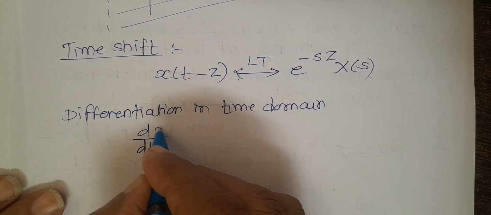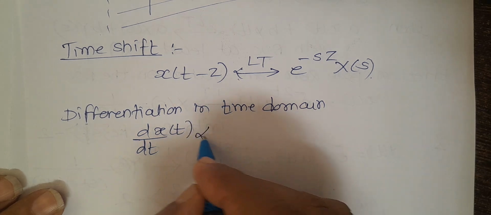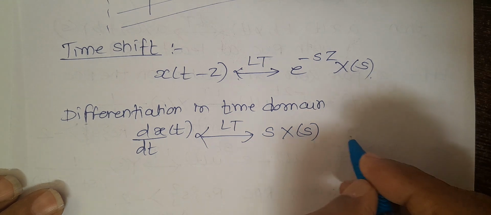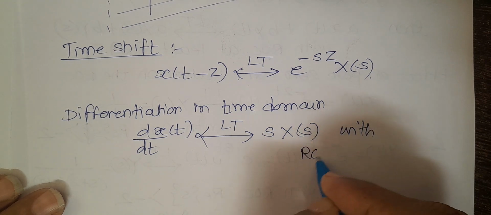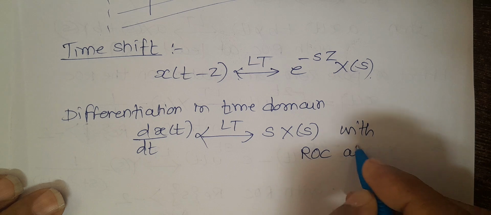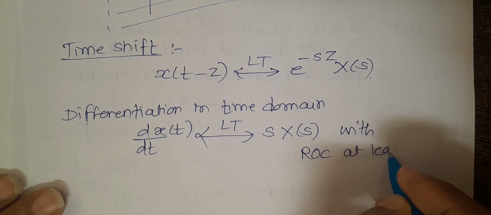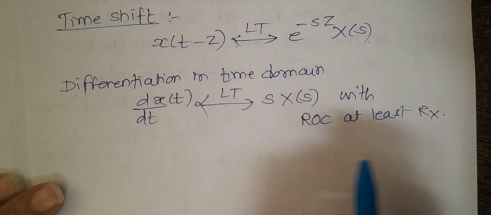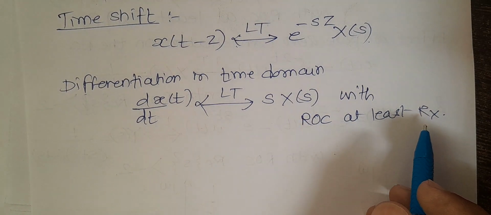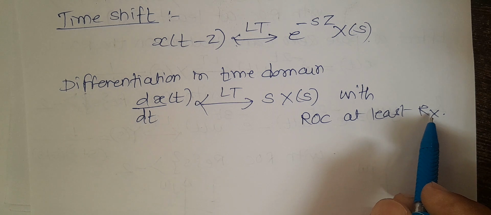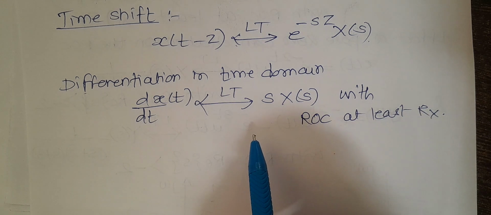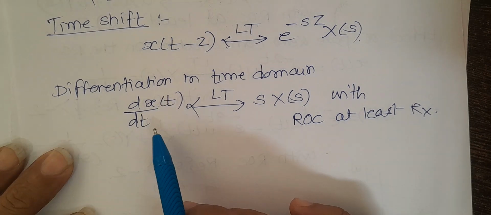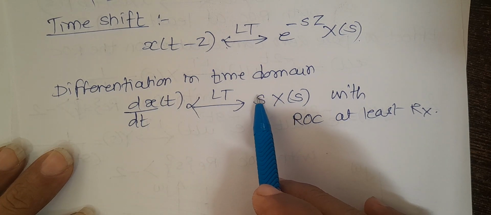The derivative d/dt of x(t) has Laplace transform s times X(s), with ROC at least R_x, where R_x is the ROC associated with X(s). Therefore, differentiation in time corresponds to multiplication by s.